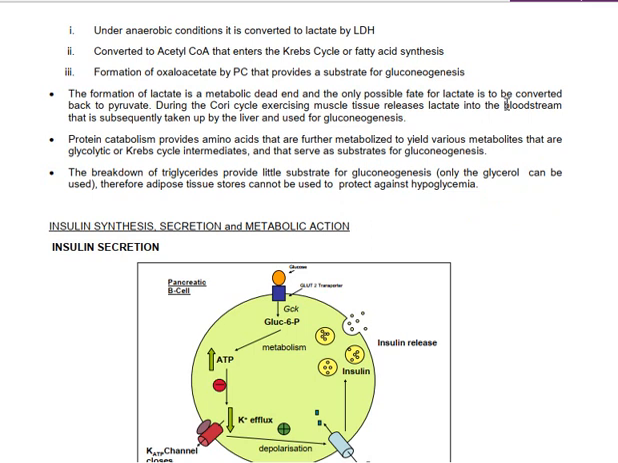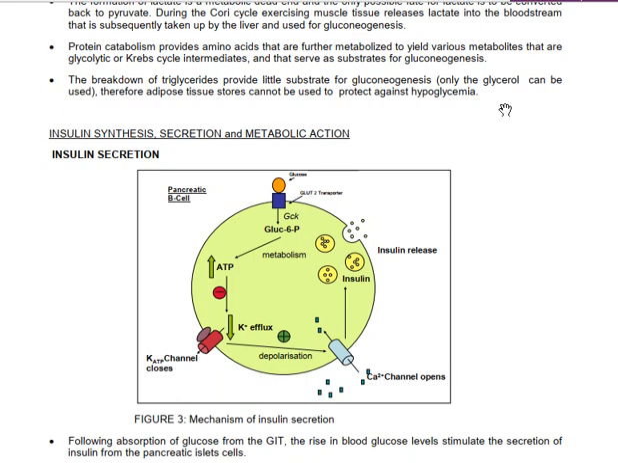Those other fatty acids enter the cycle to produce acetyl-CoA, such that they enter the Krebs cycle to produce ATP. Is it clear? Now this is insulin synthesis, secretion, and metabolic action in the body.